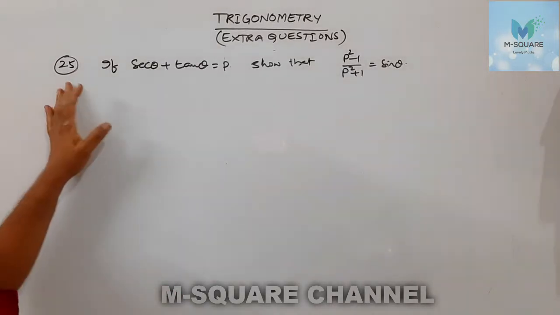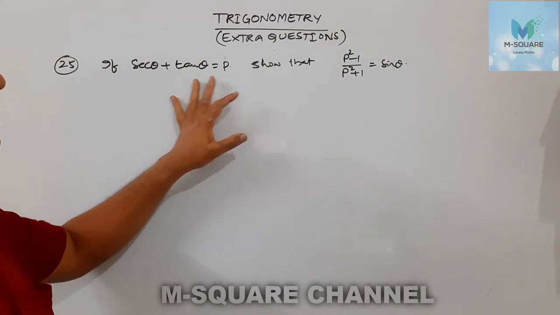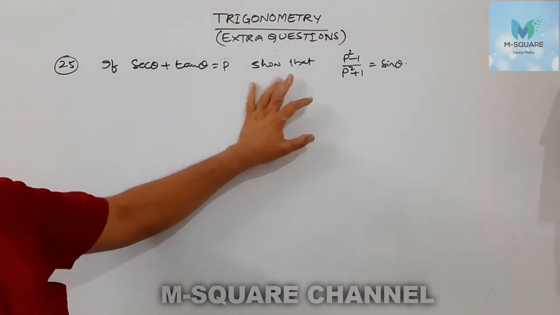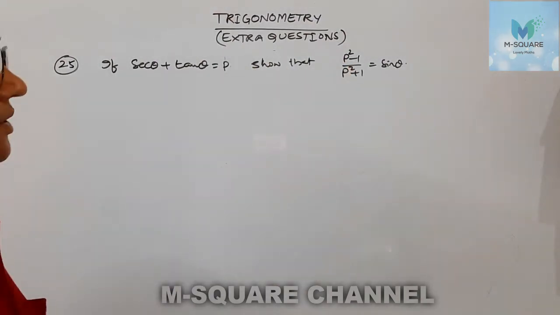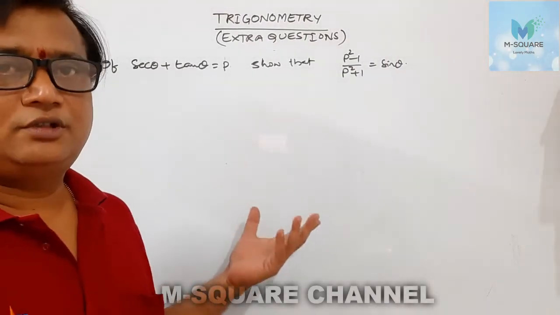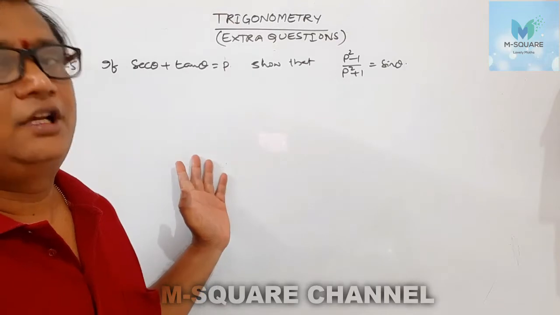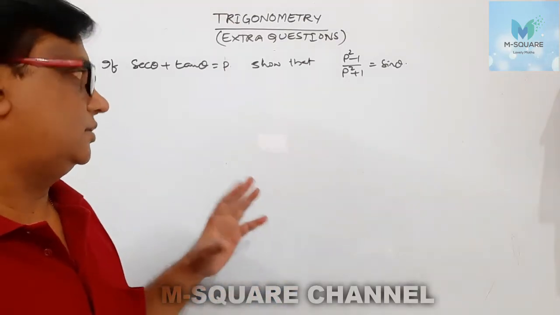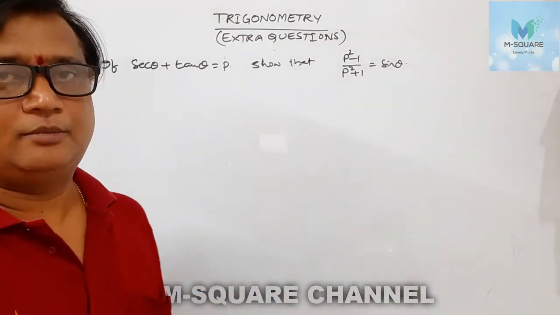In this question, if secant theta plus tan theta equals P, then show that (P square minus 1) by (P square plus 1) equals sin theta. This is the question. We can do it in different methods here. I am going to take the linear, that is, the elimination method.